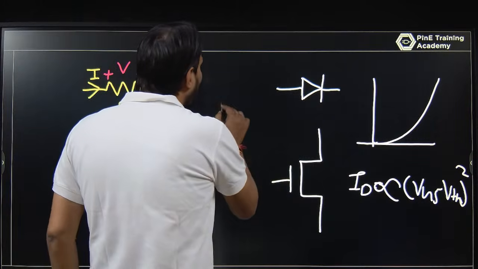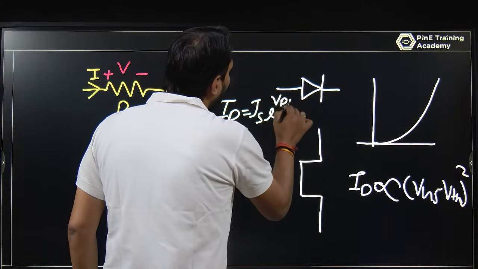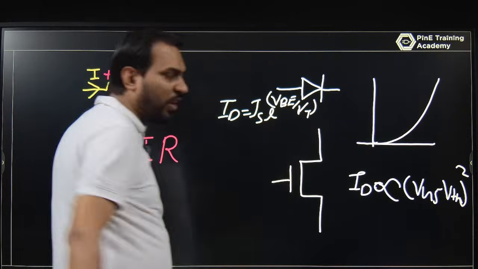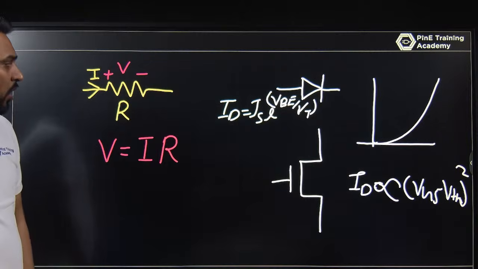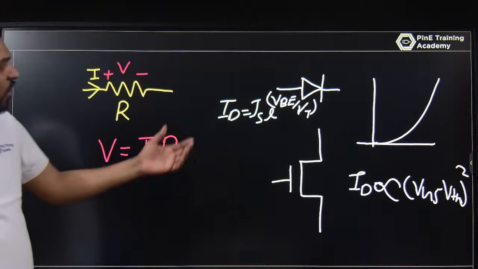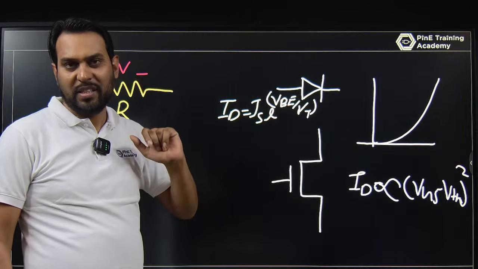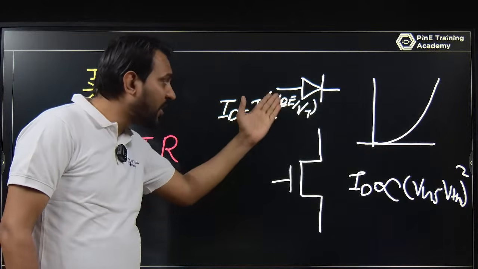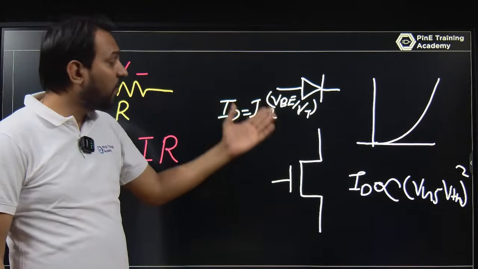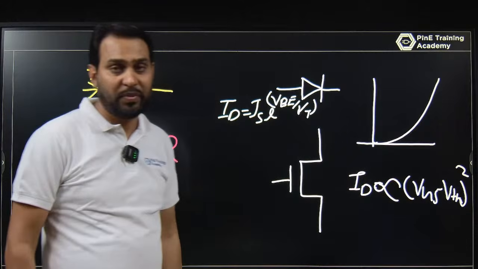Similarly, I can say that ID is equal to IS e to the power VBE upon VT, or V diode upon VT. This is the diode current. If you are talking about the exponential form, this is very tough to analyze, because you must have a basic understanding of exponentials: e to the power 1, e to the power 2, e to the power 3, e to the power 4. It is very tough to analyze because a non-linear circuit involves exponential or square terms.